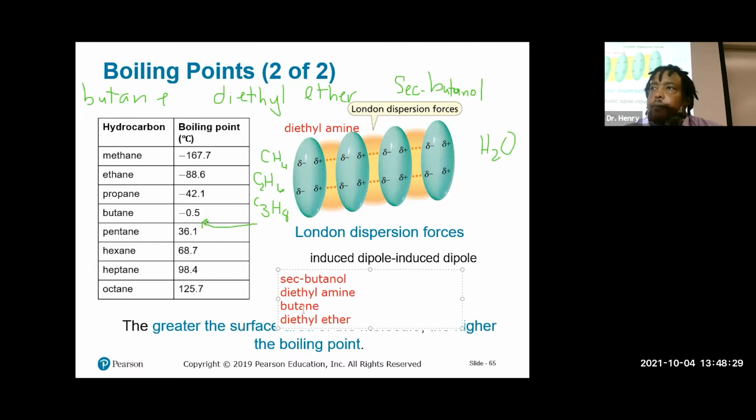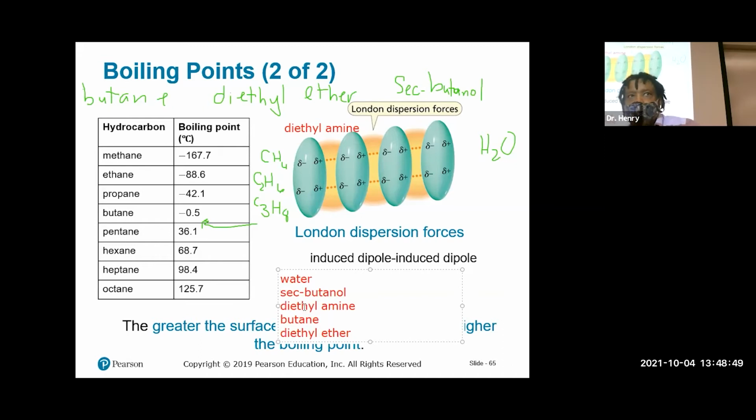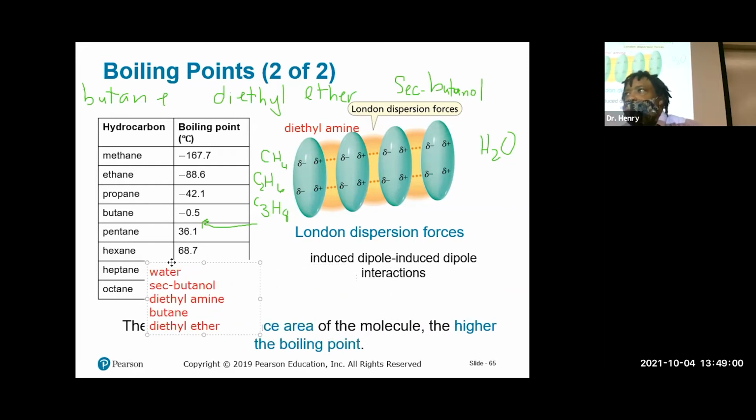Right. Okay. And where does water fit in there? Okay, do you guys agree? What was that? Slightly different, only slightly different? Okay. So give me yours.